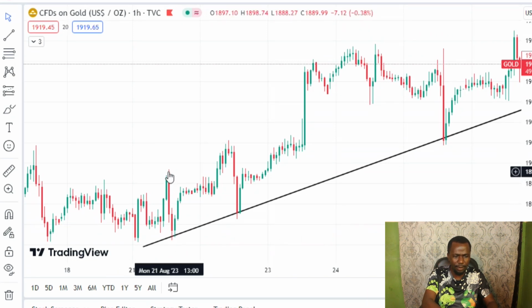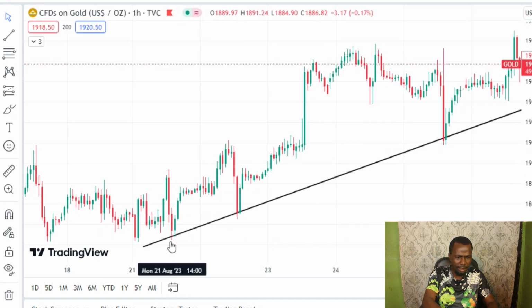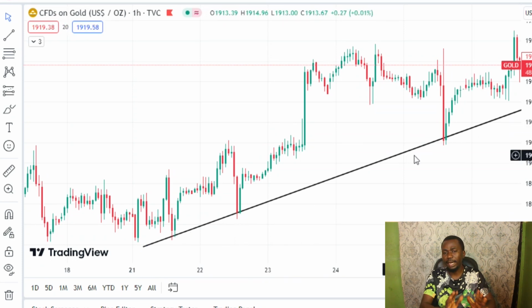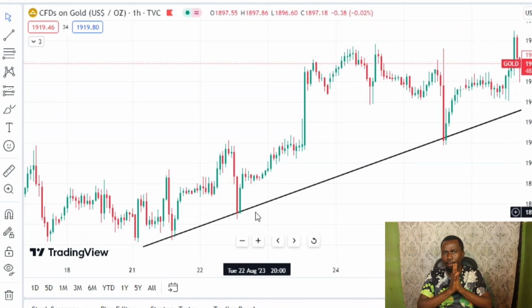This is the highs of the market. This is the highs, right? Then these are the lows. For the fact that the price is clearly in an uptrend, you have to connect the trend line at the lows of the uptrend. And like I told you, make sure that you only place your trade after three touches.